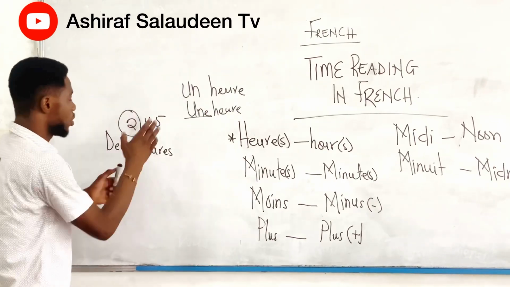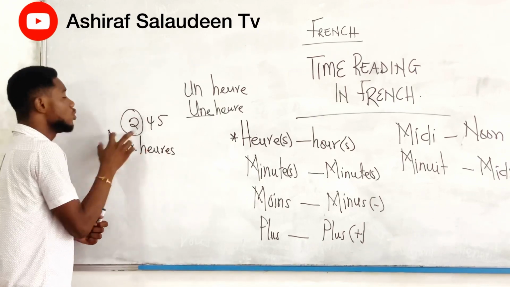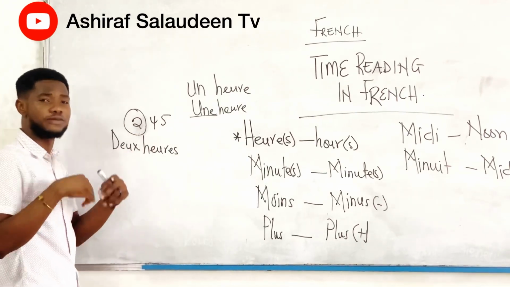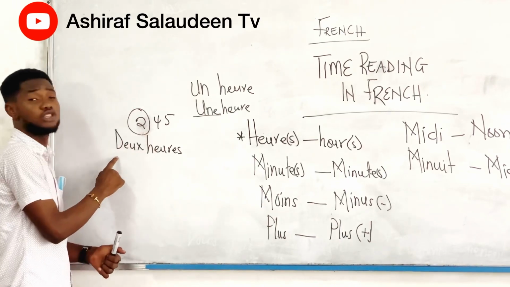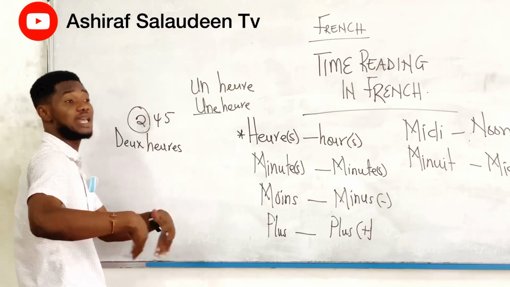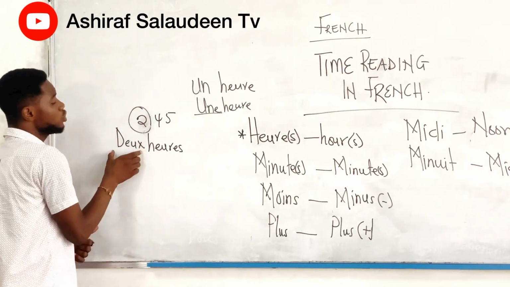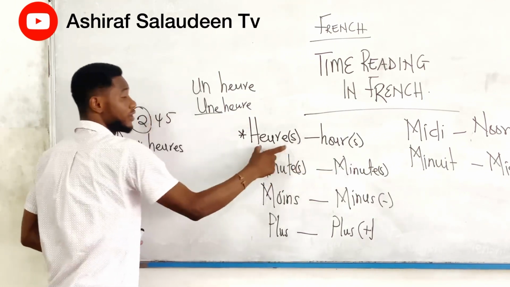Okay? But that's not where we are. We are here. This is 2:45, and you are told to bring it to French. You already know in our previous lectures that 2 in French is deux. Now we are saying that the 2 represents the hour. So we are going to say 2 heures. Hour in French is heure.